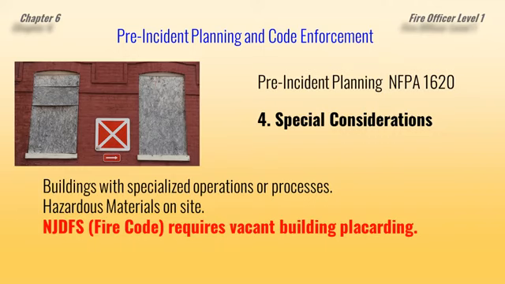Now in the picture to the left, you see this cross on the building. Under the New Jersey Fire Code, that's required for vacant buildings. So it's vacant building placarding. If you look at the X, that X is telling us that we shouldn't go into that building. There's too many hazards. The floors are rotted. There may not be any floors. There's a collapse hazard, things like that.